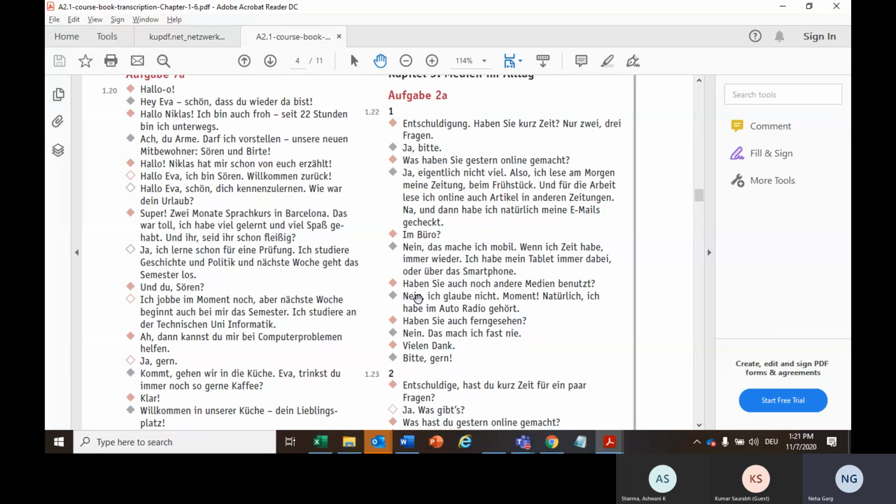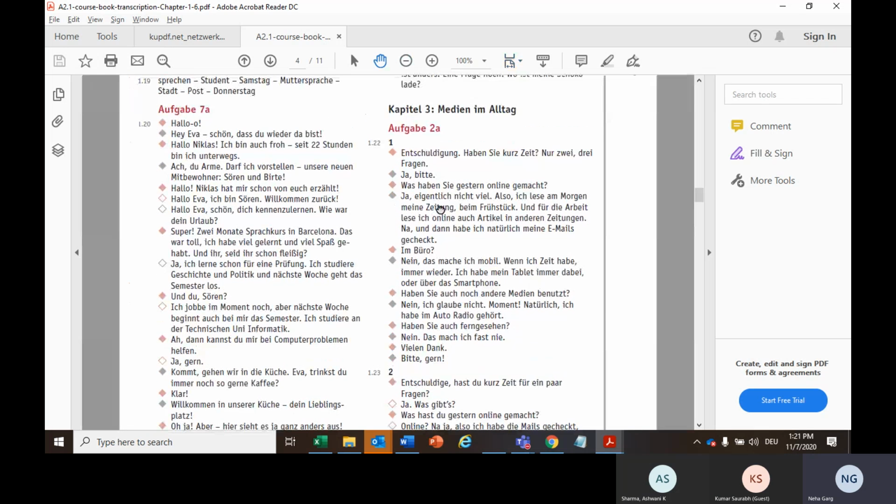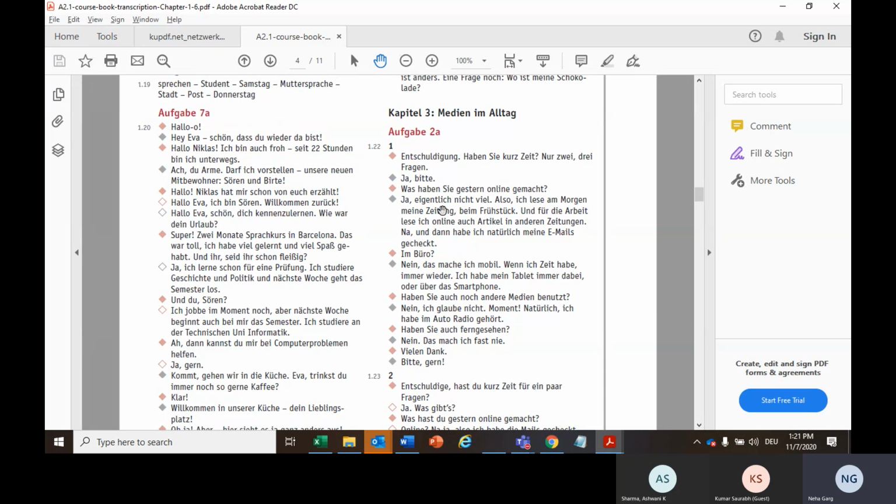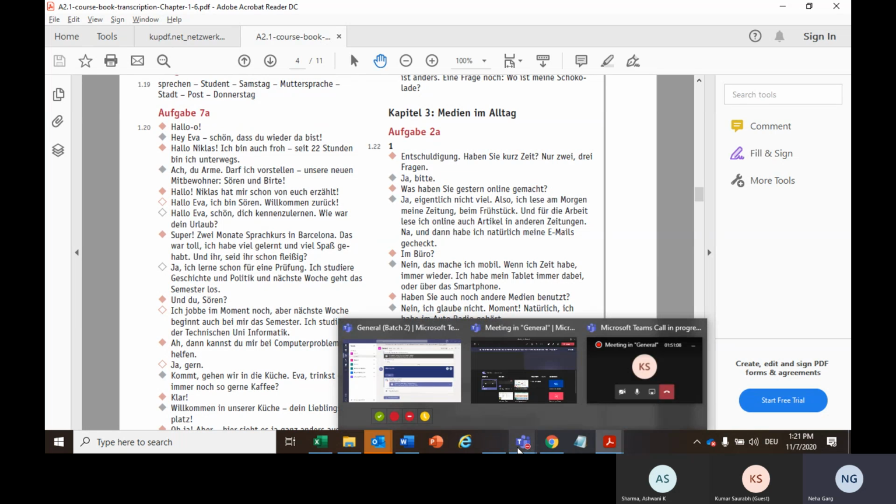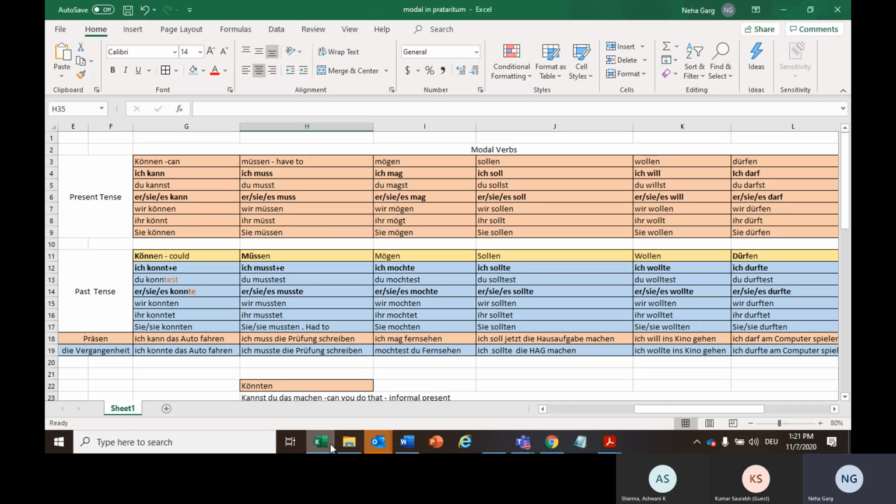A little better with the transcription now. Correct. Yeah. Okay. So today I am not giving any homework. What you guys can do is simply go through what we have learned today from this Excel sheet, and then tomorrow we'll resume learning from this chapter, followed by some more verbs in past tense.